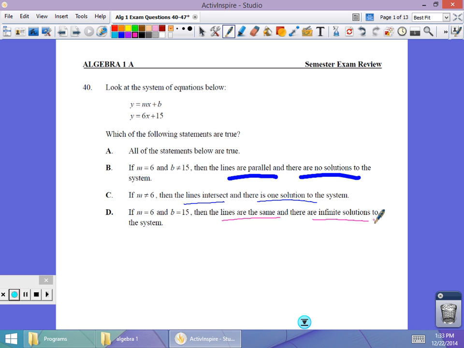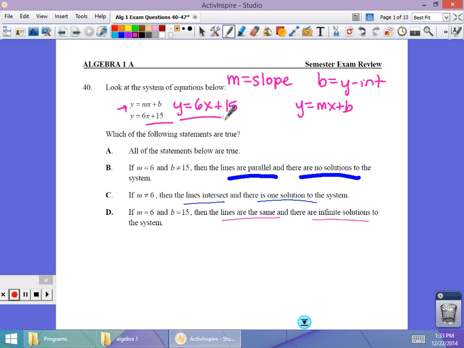Let's start down with D. If m equals 6 and b equals 15, well, m stands for the slope, and b stands for the y-intercept in our y equals mx plus b. If m equals 6 in this first equation here, y equals 6x, and b equals 15, plus 15, these are the same equation. So if they're the same equation, they're the same line, and they have infinite solutions to the system. So D would be true.